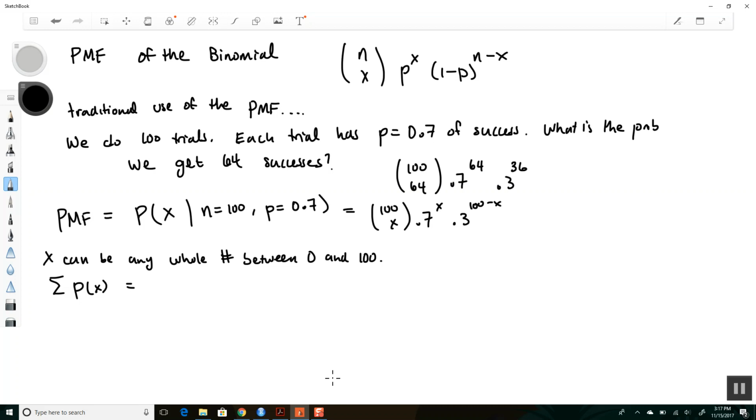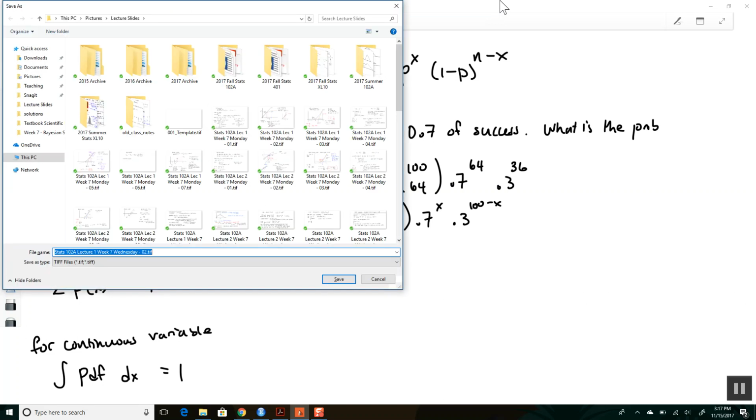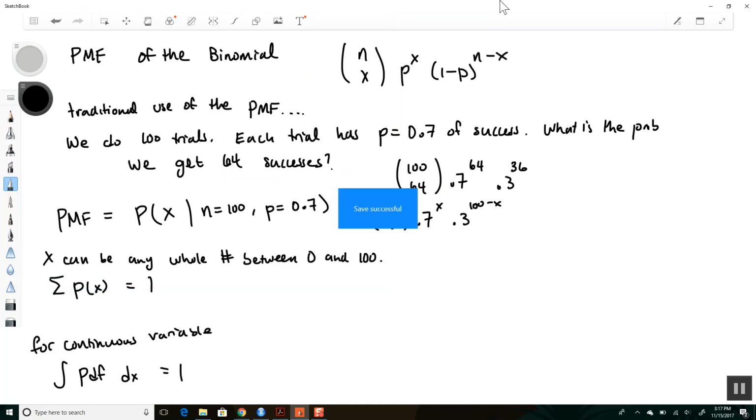We'd get 1, right? You sum all the probabilities of a probability mass function, or you integrate a PDF, you get 1. That's the rule. So if it's for a continuous variable, the integral of the PDF over x is equal to 1. Okay, so that's that. How is a likelihood function different from just a probability density or probability mass function? How's the likelihood different?